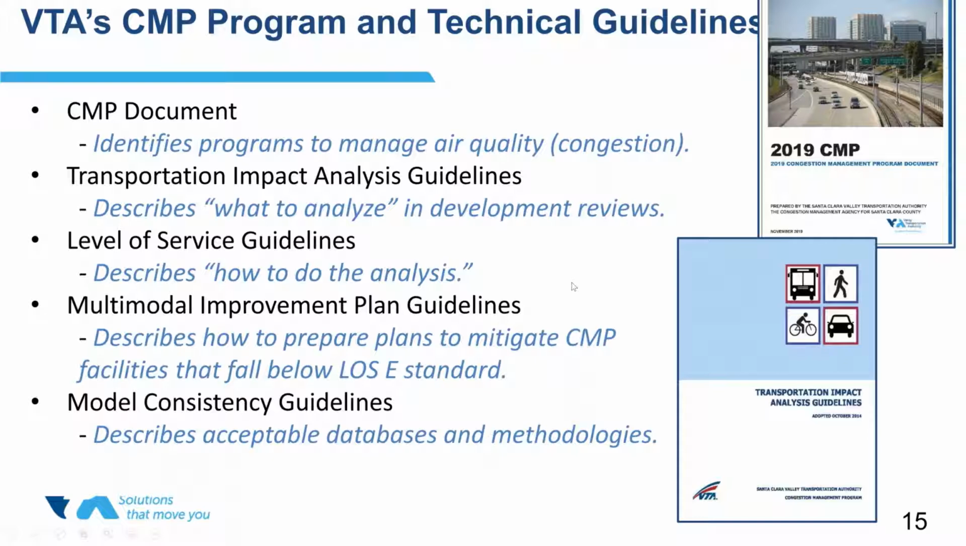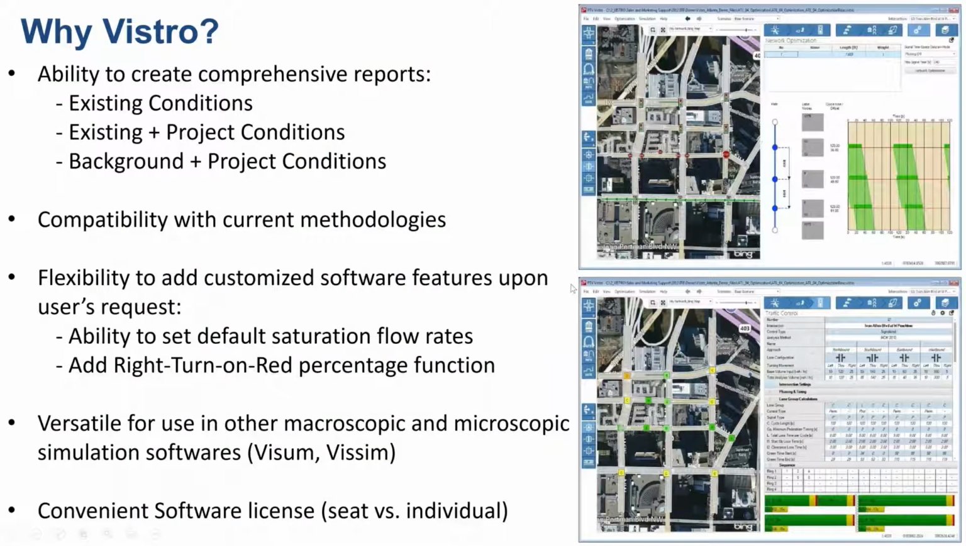So why Vistro? As part of our transportation impact analysis guidelines, we ask that the developers analyze existing conditions, then existing plus project conditions. And there's another scenario we have to analyze: the existing conditions plus all of the approved trips, and then lay the project conditions on top of that.